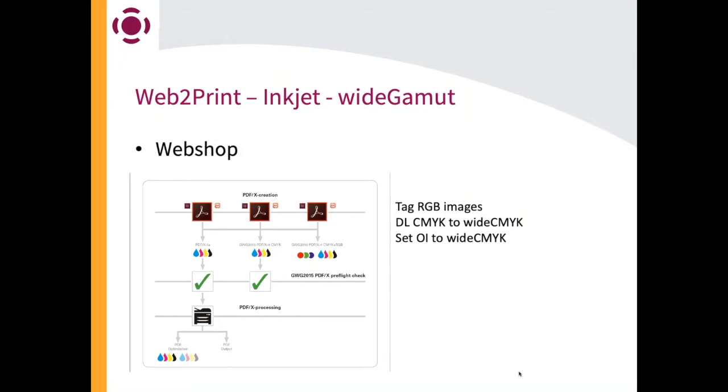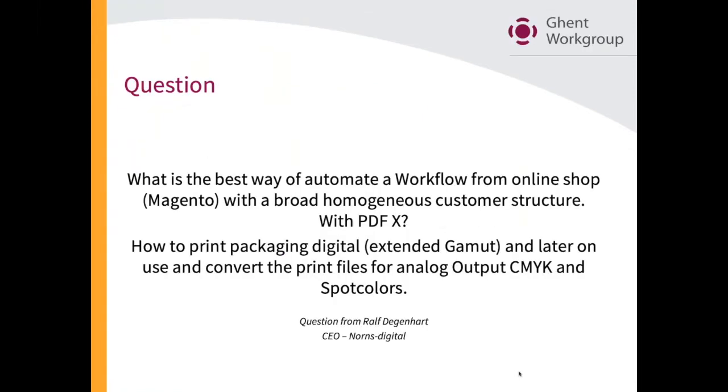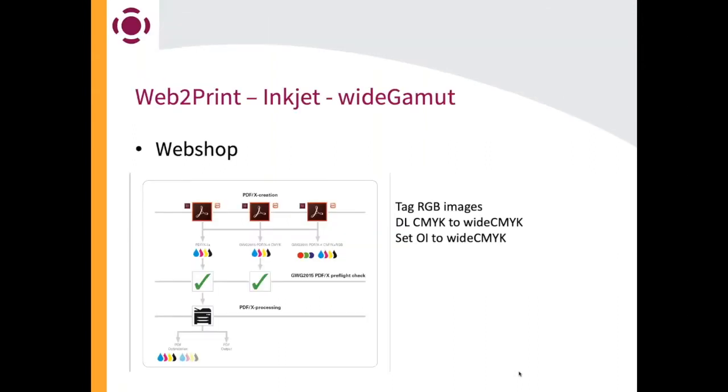Let me rephrase the question. What is the best way to automate the workflow from an online shop, for example, Magento? When we talk about an online shop, I assume that the files being delivered are already either PDF files or images. But let's stick to the PDF files. So the PDF files come in and should be checked up front before they get sent to the printer.